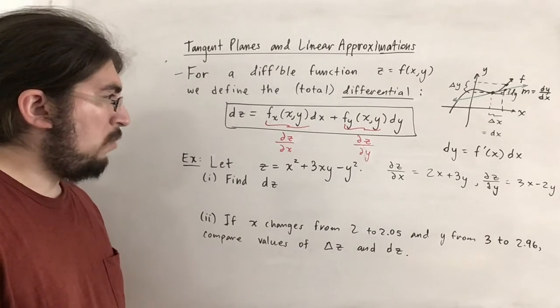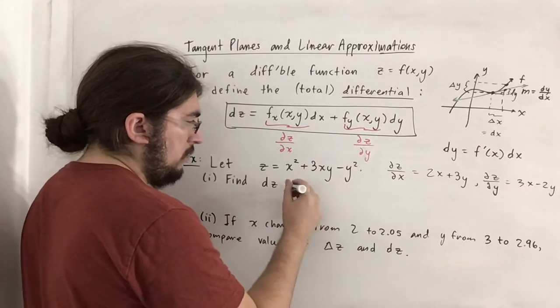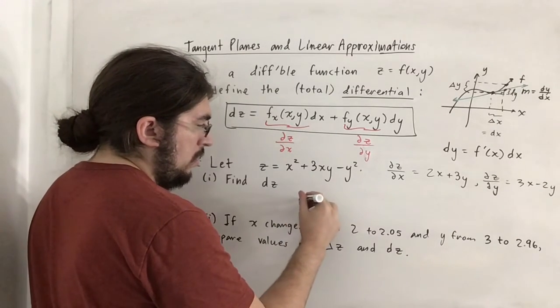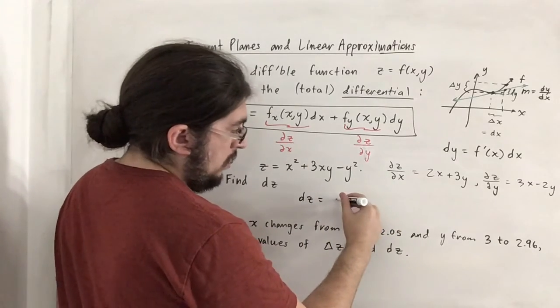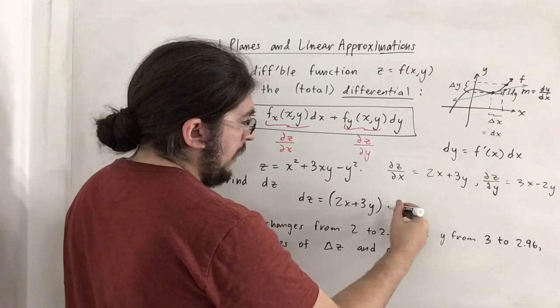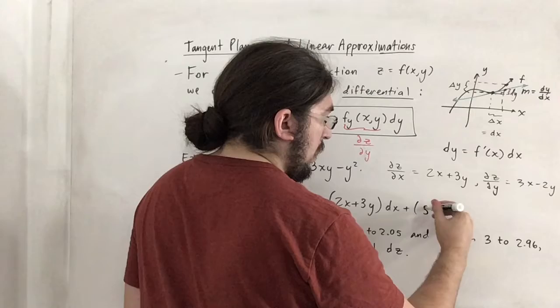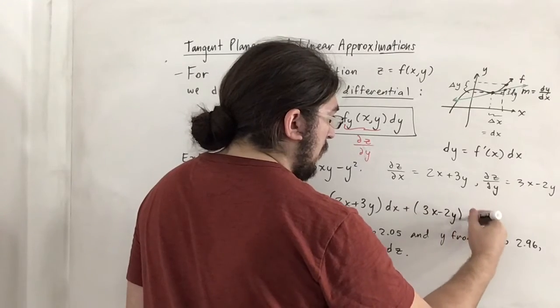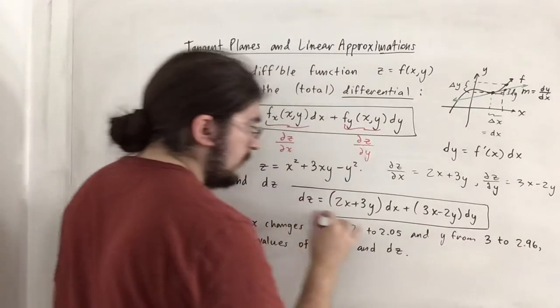Okay, and with that being said, dz is just equal to the following: partial z partial x multiplied by dx, plus partial z partial y multiplied by dy. And that's all I'm going to say as far as this part goes.